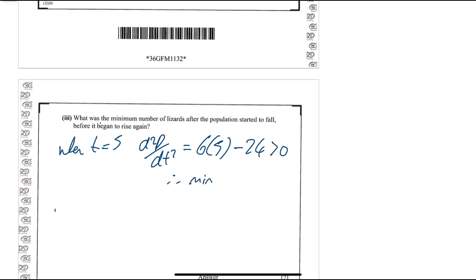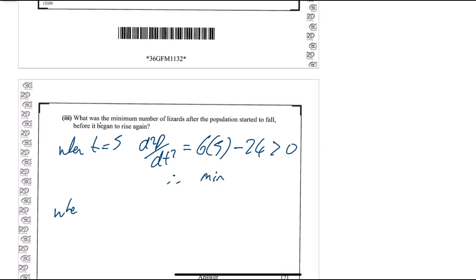And then just say, therefore maximum, it's greater than, that's wrong, I made a mistake there. Therefore that is minimum. That's greater than 0, therefore minimum, that was right, minimum turning point.